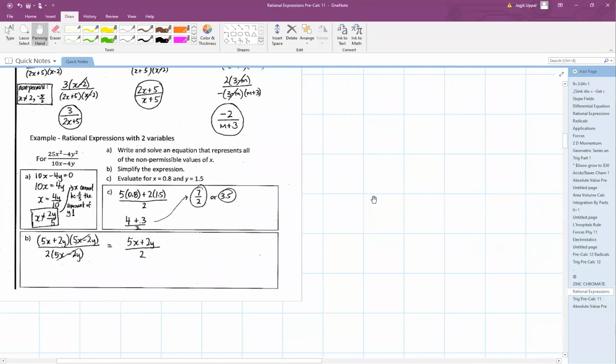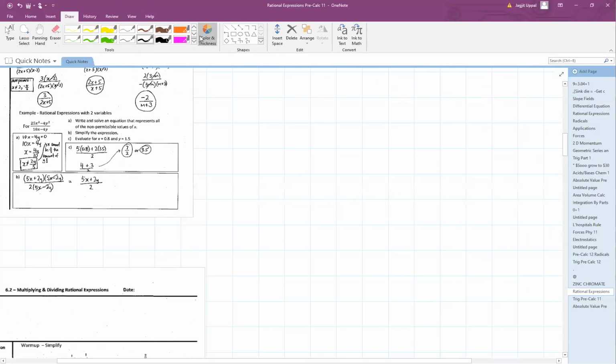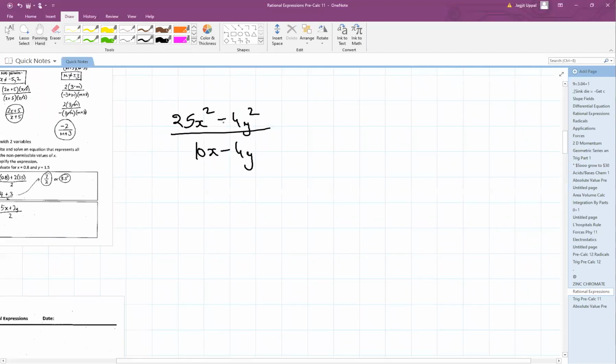Let's have a look at this one. We have 25x squared minus 4y squared divided by 10x minus 4y. Okay, how can you factor this top, the numerator right here? You can rewrite this as 5x whole squared minus 2y whole squared, which is in the form of a squared minus b squared.